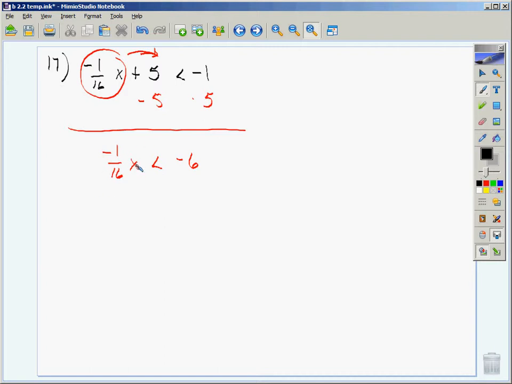Because this is negative, I want to multiply by a negative to make it positive. I'm going to multiply by the denominator. The minute I multiply by a negative, what do I have to do to this inequality? It has to be flipped. So x is going to be greater than 96.